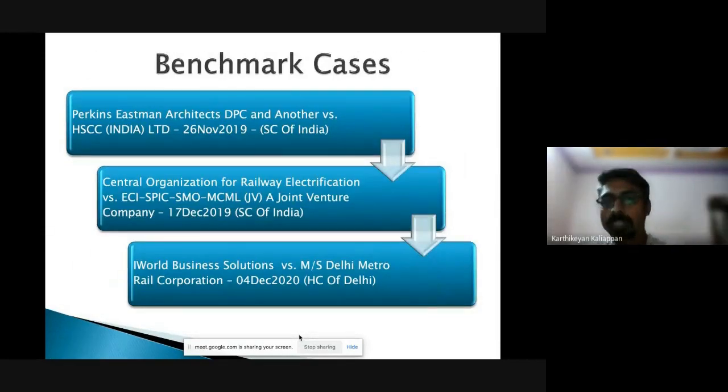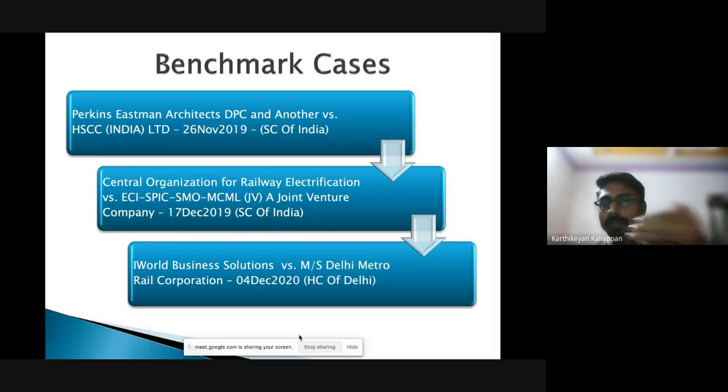All right. When we talk about the benchmark cases, so far we have been discussing Perkins Eastman Architects versus HSCC India Limited. That was given on 26th November 2019 by the Supreme Court of India, followed by another judgment in terms of appointing an arbitrator, Central Organization for Railway Electrification, in short CORE, versus ECI joint venture company. That judgment was given on 17th December 2019 by the Supreme Court of India. The latest one, which came out recently in 2020, is iWorld Business Solutions versus Delhi Metro Rail Corporation, on 4th December 2020 in the High Court of Delhi.